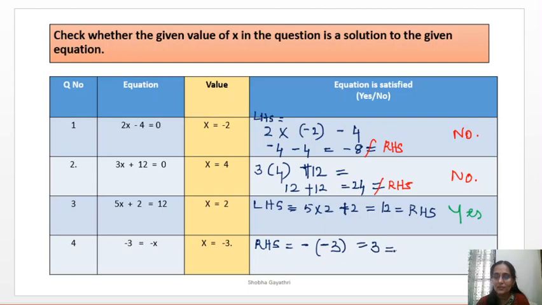Is this equal to the left hand side? No. The left hand side is given as minus 3, but you got the RHS as 3. So it is not equal to LHS. So the answer is no. x equals minus 3 is not the solution of the given equation.